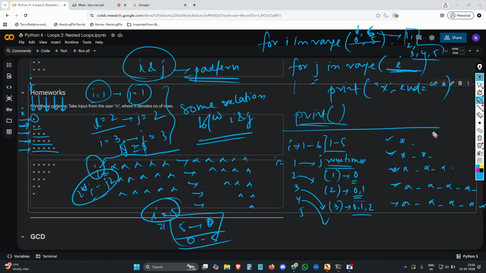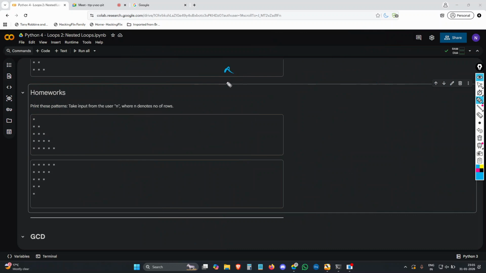So this is how the space will not be printed. I'm just showing. So finally, with that, we will get this pattern. Now I want to invert this pattern in this way.